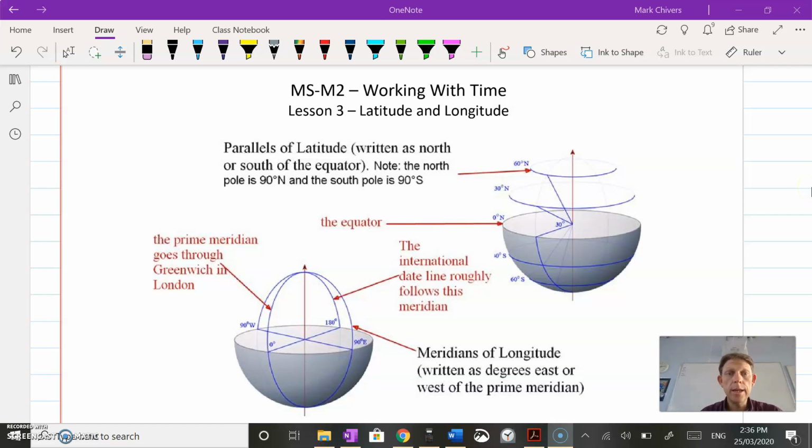Okay, for lesson 3 of working with time, we're dealing with latitude and longitude. And really the biggest difficulty with this for a lot of people is remembering which one is which. They kind of sound the same. But the way I was taught was that longitude are the long ones. What do I mean by the long ones?